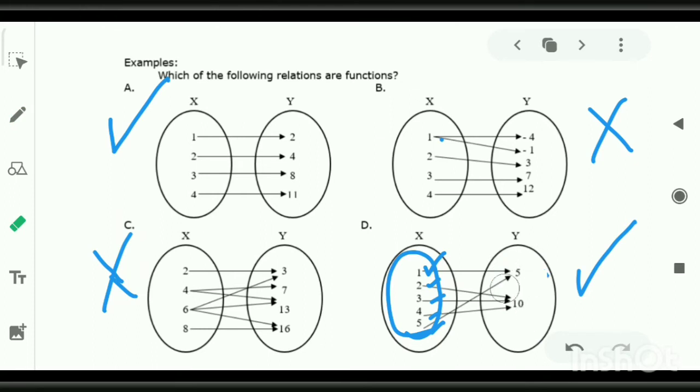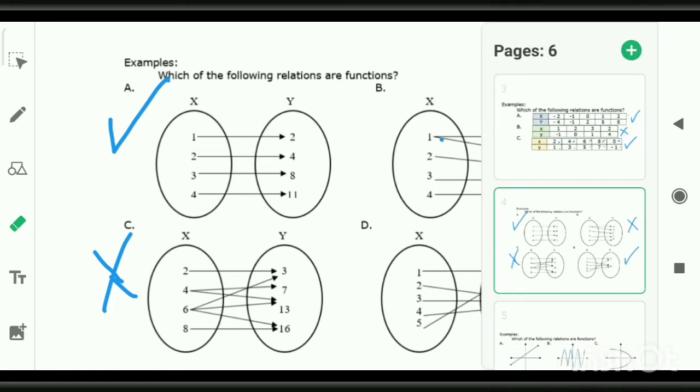Now, this is what you have to take note. Even though there are repetitions in the y values, if there are no repetitions for the x values, that is still considered as a function. You call that a many to one relation. Okay, so for mapping diagram, only A and D are functions.